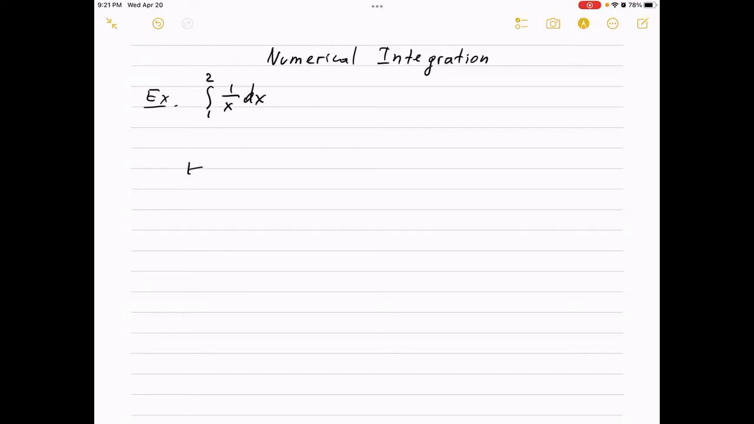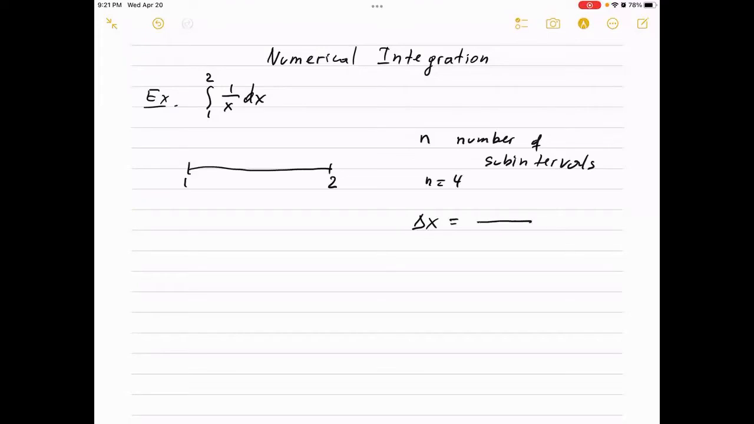So we'll do the following. Taking the interval from 1 to 2, we're going to choose n, the number of subintervals. In our case, let's choose n equal to 4. Then we calculate delta x, which is the length of each subinterval. The length of the whole interval is 2 minus 1, divided by 4 subintervals, so we get 1/4, 0.25.